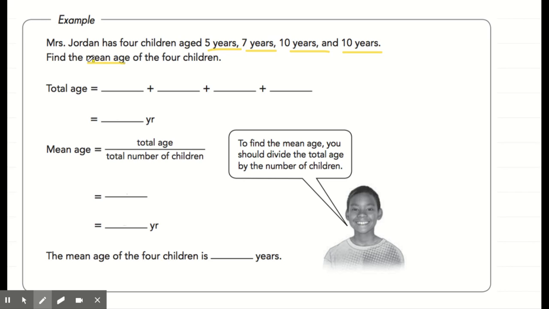So remember, to find the mean, you're adding all the data. So you're finding the total age. You have 5 plus 7 plus 10 plus 10, and in total, that is 32 years old. And to find the mean, you have to divide that sum by the total number of children. She has 4 children, so that's 32 divided by 4 equals 8. So the mean age of the 4 children is 8 years old.